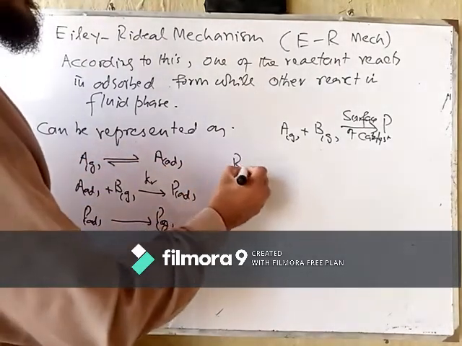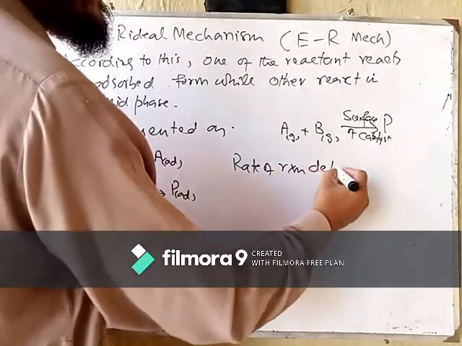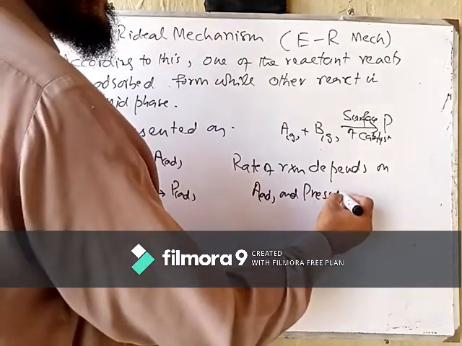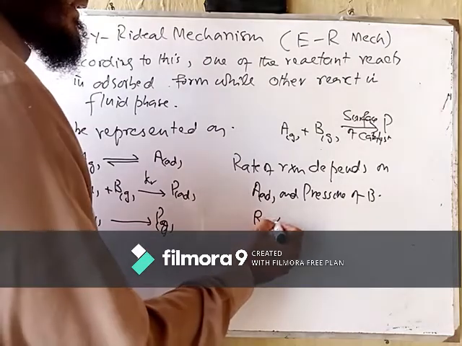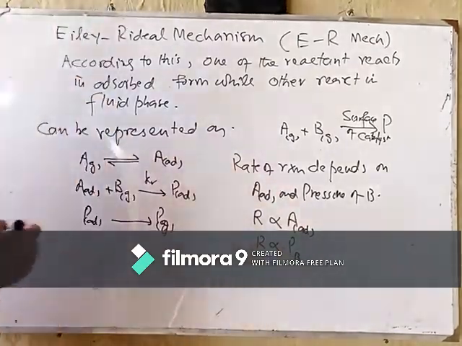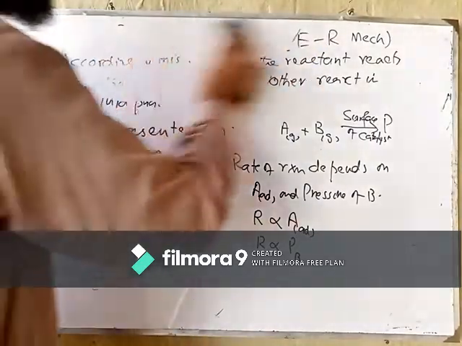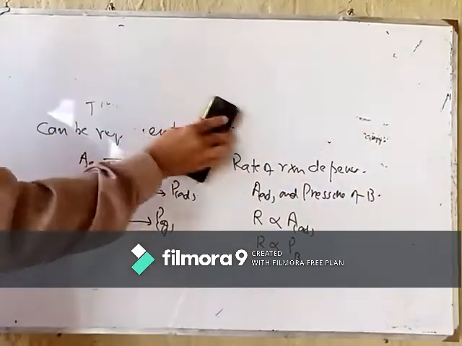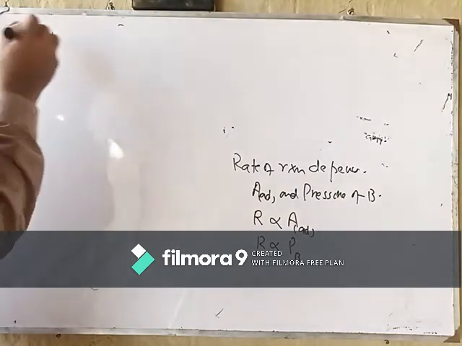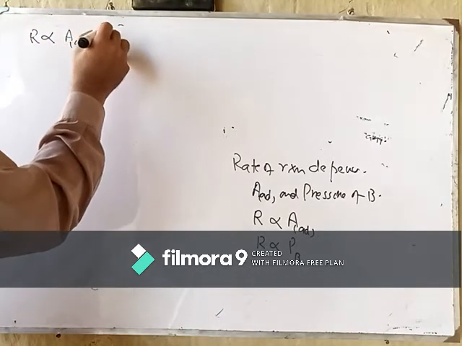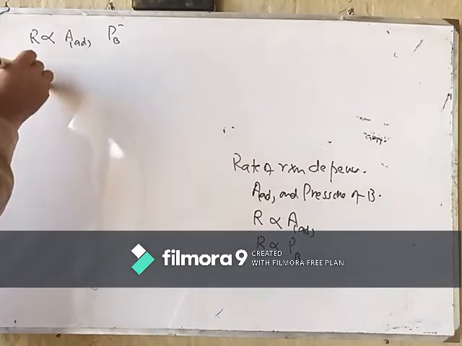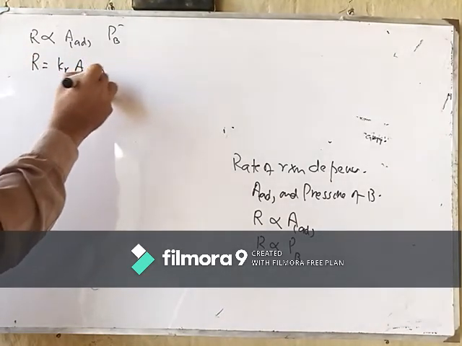So the rate of reaction depends on A adsorbed and the pressure of B. So we can write that rate is proportional to A in adsorbed form, and rate is proportional to the pressure of B. Combining these two equations, the rate expression becomes rate is proportional to A in adsorbed form and the pressure of B. So this can be represented as KR, A adsorbed, and pressure of B.